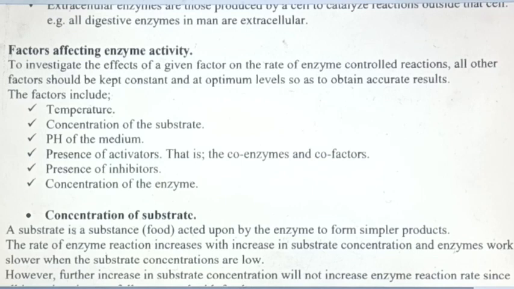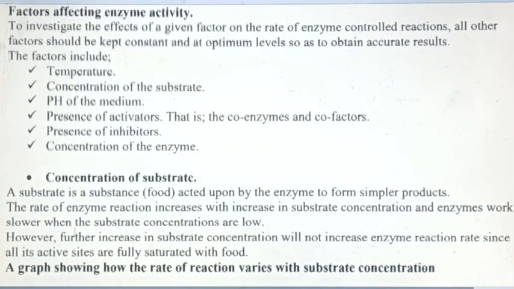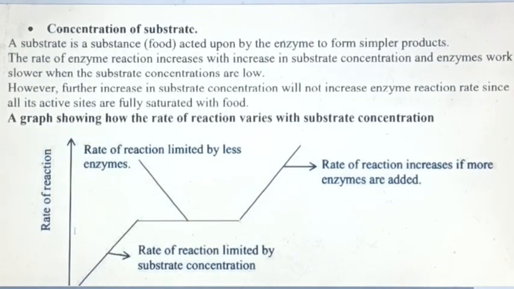So the rate of reaction will increase, so that the enzyme can work on those substrates that are present in high concentrations and give you more products. And if the substrate concentrations are low, then the enzymes also work at a slower rate. However, when you continue to increase the substrate concentration, you will have no continuous increase in enzyme controlled reaction, or the rate will not continue to increase.